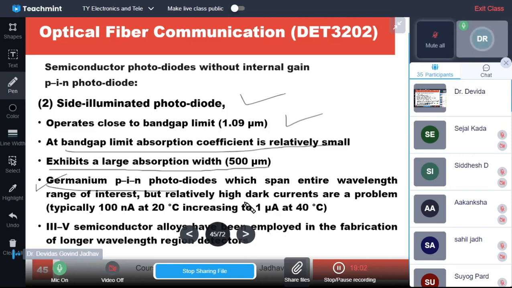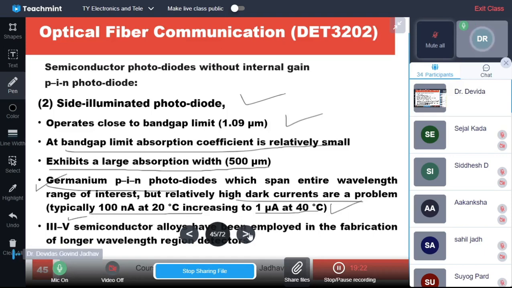Typically it is 100 nanoamperes at ambient 20 degrees centigrade, and it increases to 1 microampere with an increase of 20 degrees, that is, at 40 degrees centigrade. But this problem is reduced by using a III-V group semiconductor alloy for the fabrication.